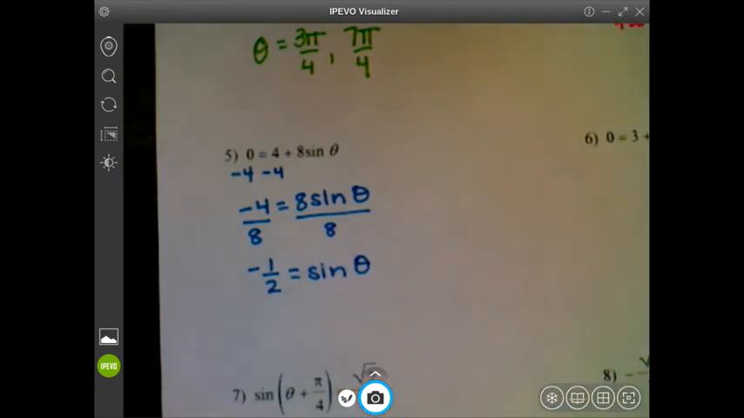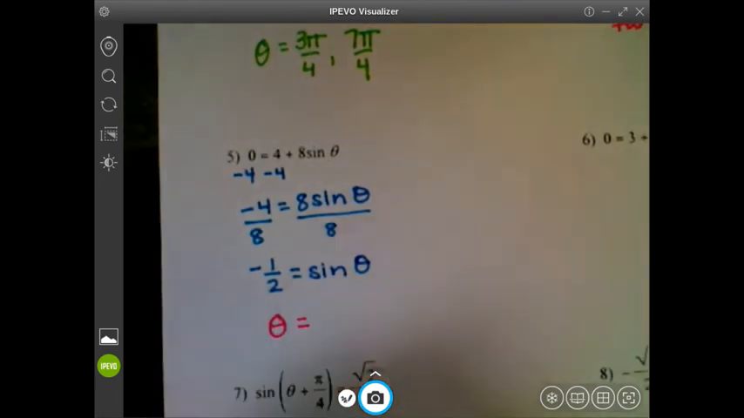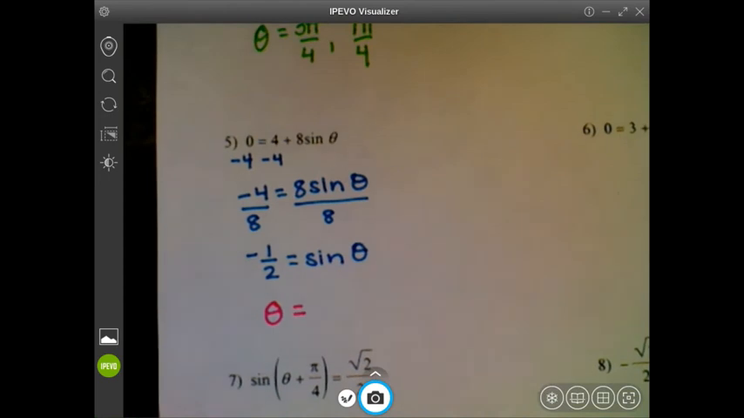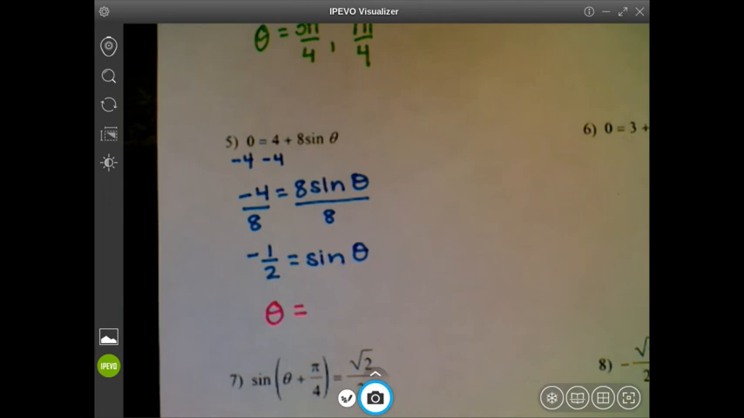So we're asking ourselves, where is the sine equal to negative 1/2? What angles is that true for? So I'm going to pause. You go to your unit circle and you figure out what angles those are.